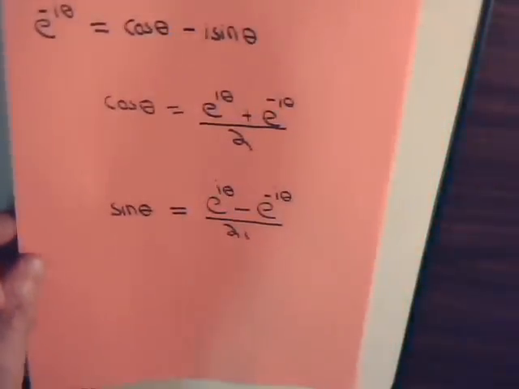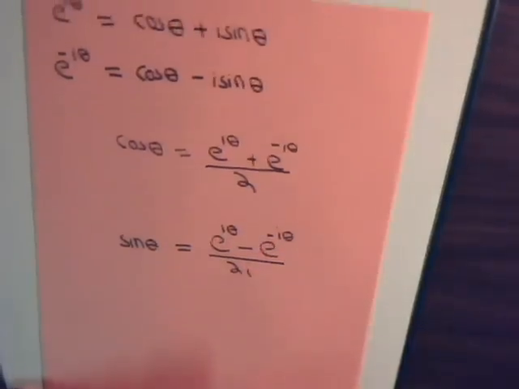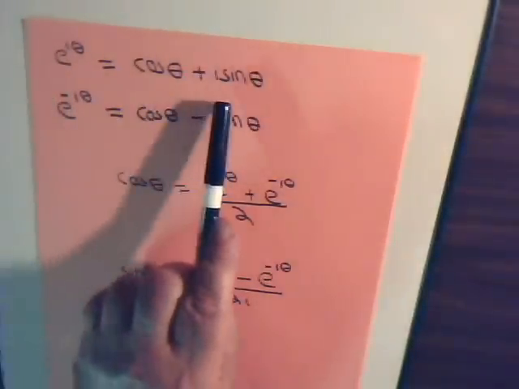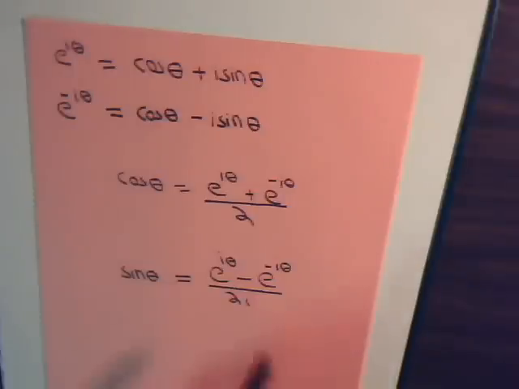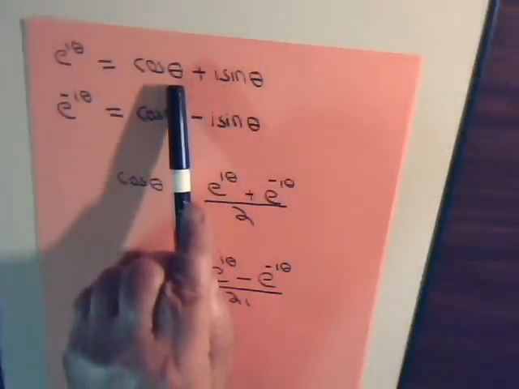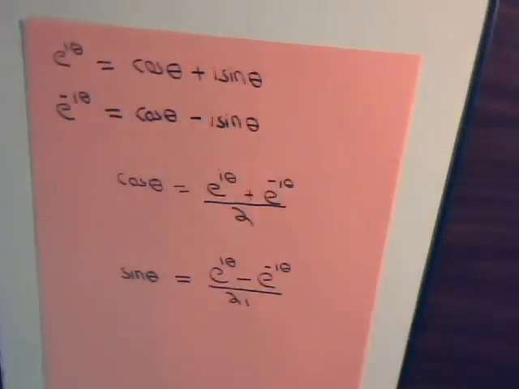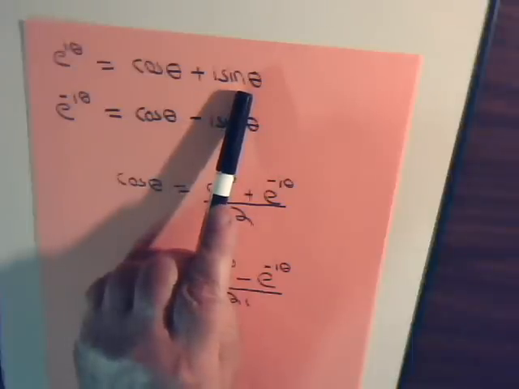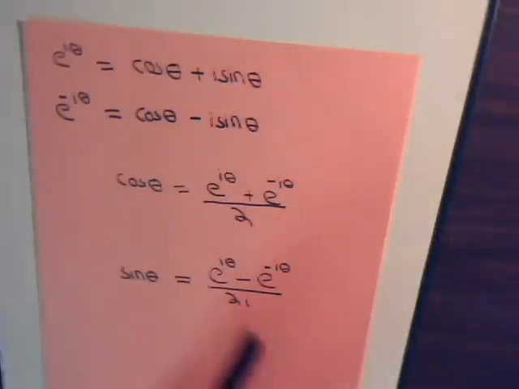Also, remember that we have these relationships. E to the I theta is this. E to the minus I theta, again, if we put minus theta in here, that's the same as the cosine of theta, because the cosine is an even function. If we put minus theta in here, then that's the same thing as minus the sine of theta, because the sine is an odd function.